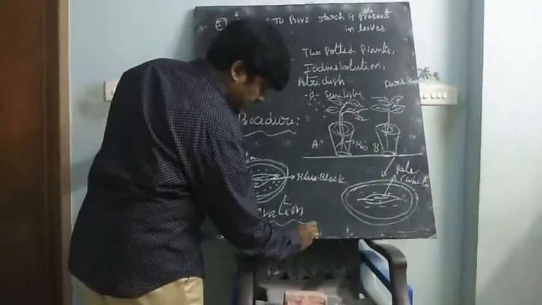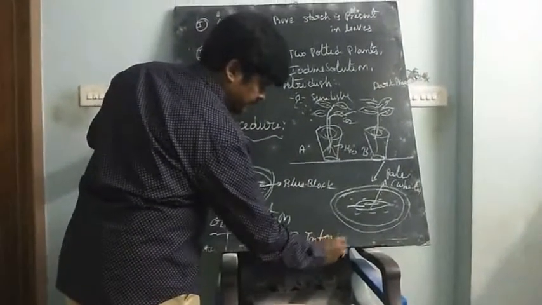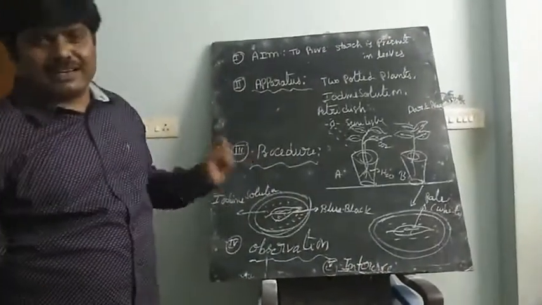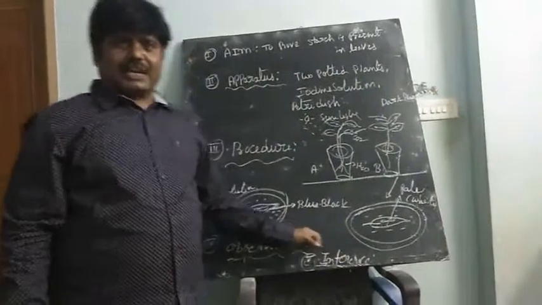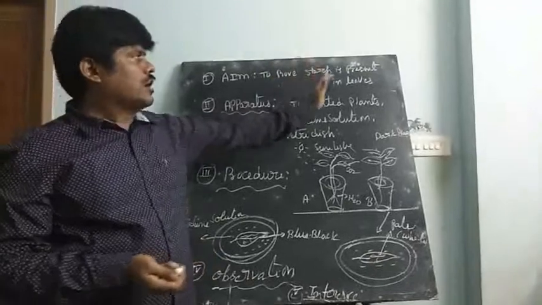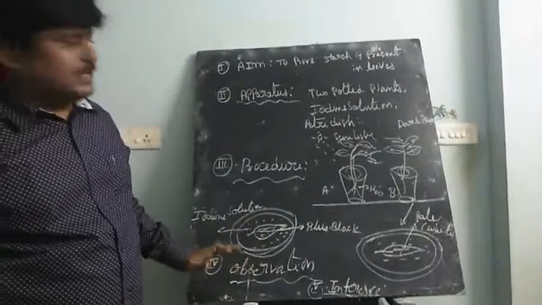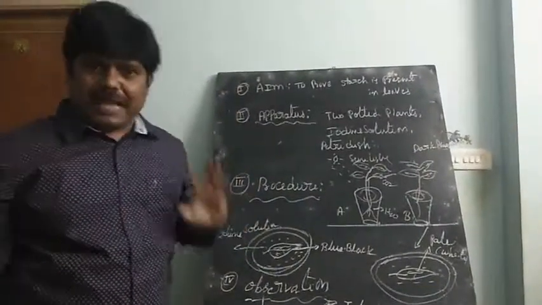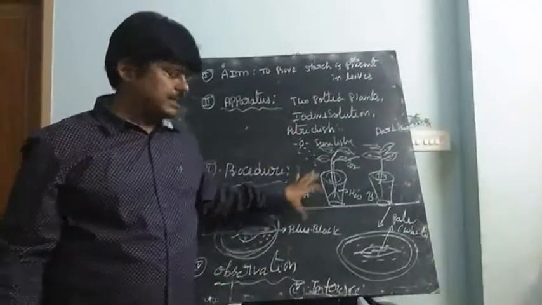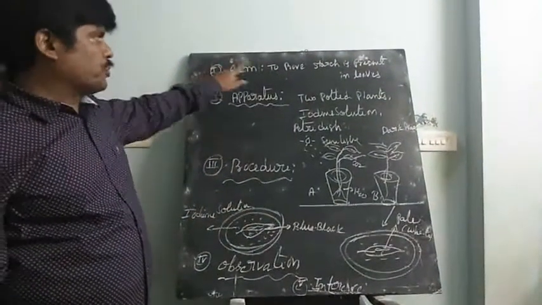Finally, inference. Inference means the result, the final result; that is called inference scientifically. So as above, the experiment proves whether starch is present in the leaf or not. This is a very important experiment, a very important diagram. Clear? Important diagrams and important experiment also. So the aim is to prove that starch is present.